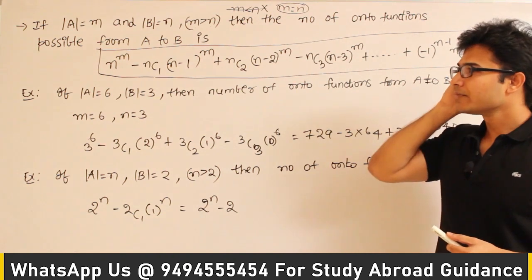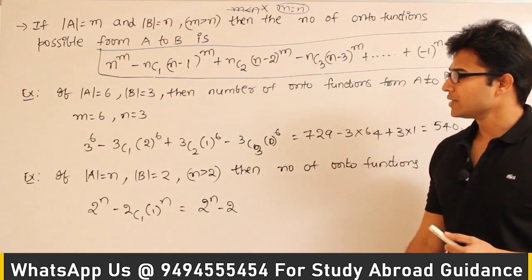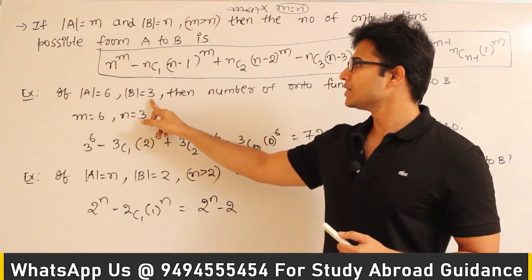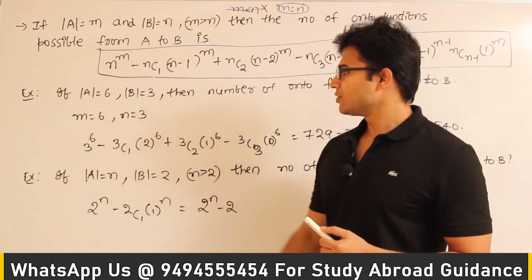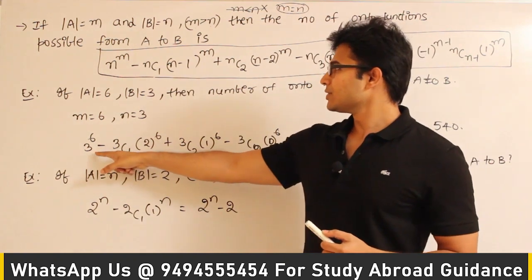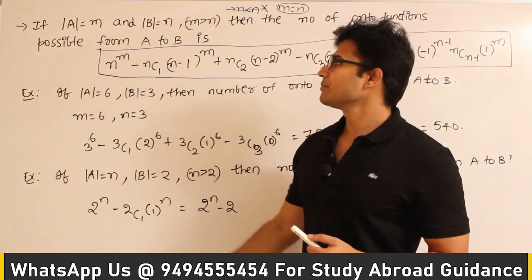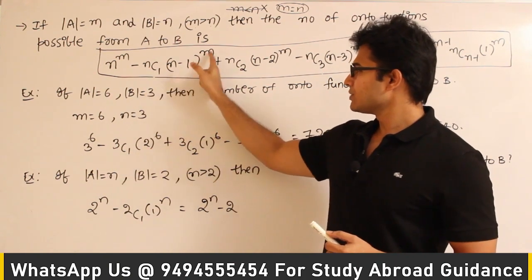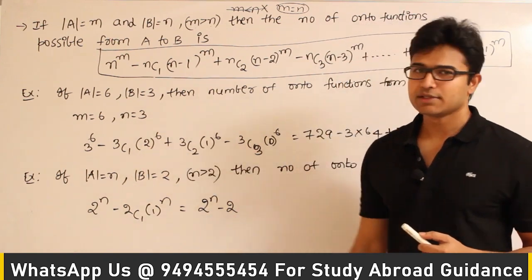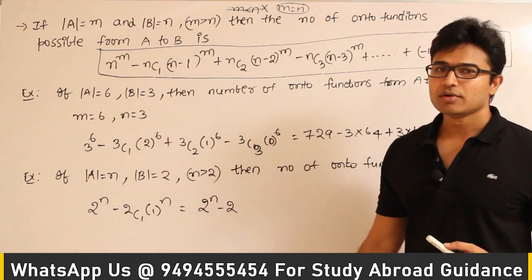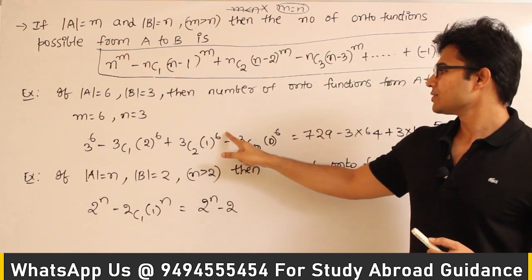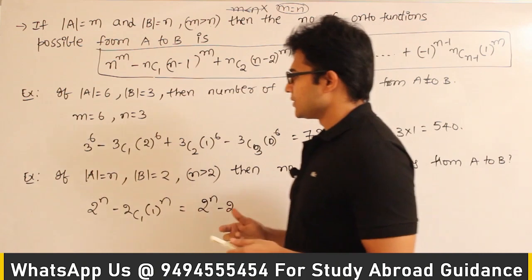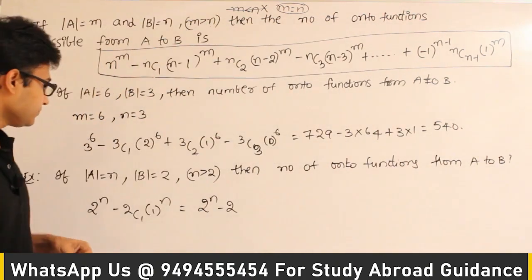Anyway, now let's see some examples on this. If the number of elements in A equals 6 and the number of elements in B equals 3, which means m equals 6 and n equals 3, if you substitute in this formula: 3 power 6, that is n power m, minus nC1, which is 3C1, into (n minus 1) power m, which means 2 power 6, plus nC2 into (n minus 2) power 6. If you expand it, we are going to get this one, right? That is one example.